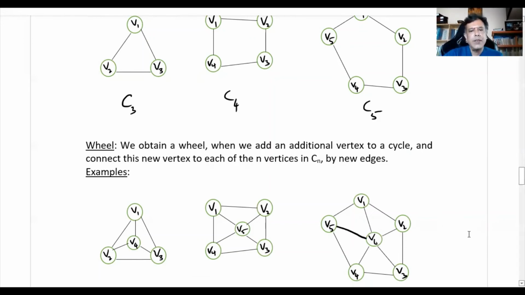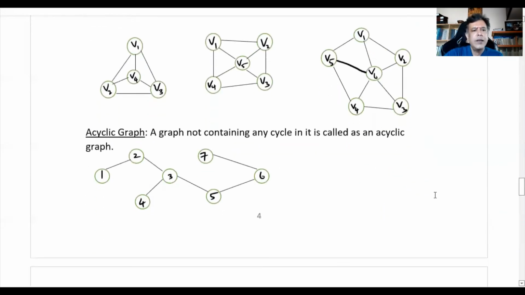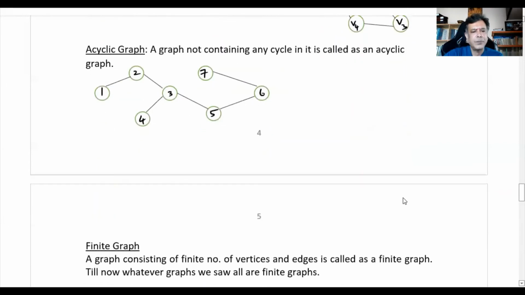Everything we are connecting with each of the vertices by new edges. So these are the new edges, whatever we connected. Each center part has got the new edges. This we call a wheel. Then acyclic graph. A graph not containing any cycle in it is called an acyclic graph. So definitely this is not forming any cycle, so it is definitely an acyclic graph.